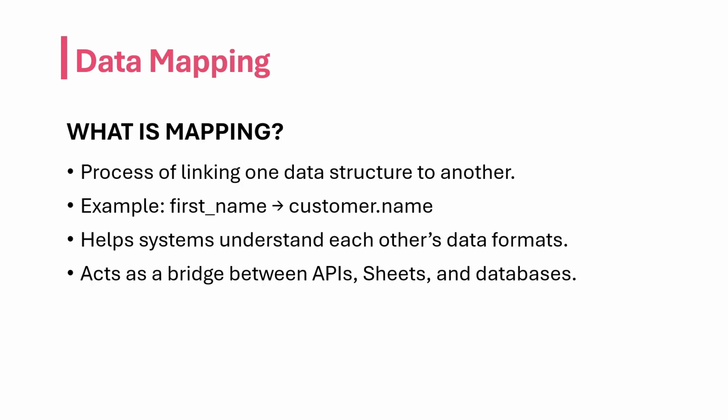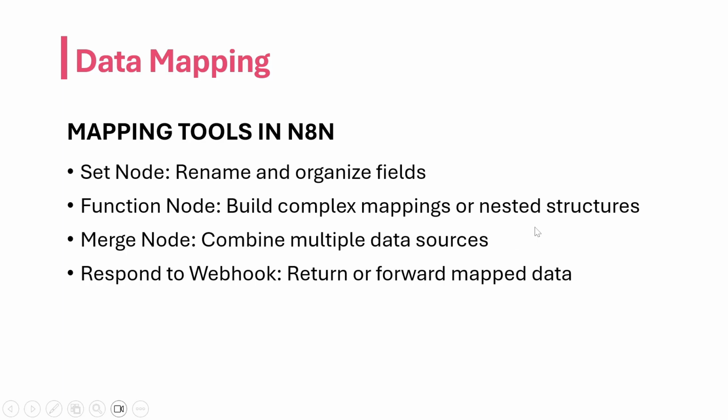So now we will move to mapping. After transformation, our new topic is mapping. Mapping means connecting one field to another. For example, if your form has a field called first name, but your CRM expects customer.name, you simply map one to the other. It helps both systems understand each other, like translating data from one language to another.